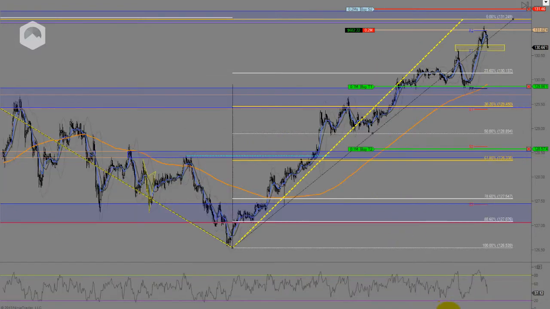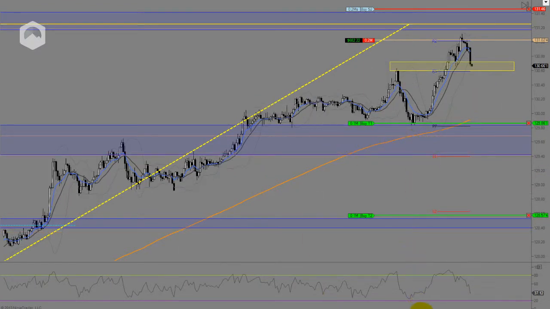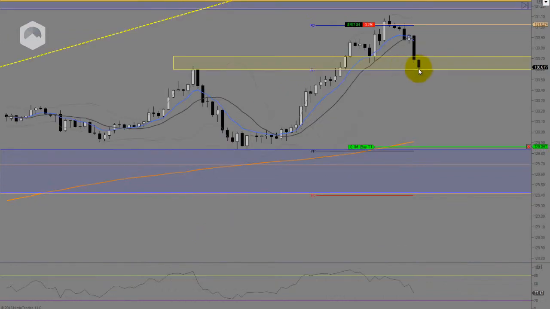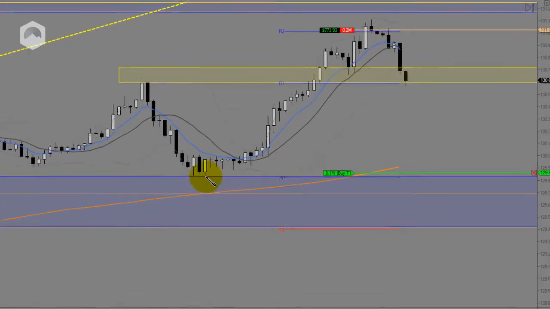So these are really structure-based targets, not really Fibonacci's. But you need to know and be aware of Fibonacci's so that you can see, okay, is this market respecting Fibonacci's today, or is it respecting structure, or is it respecting both? We need it to close below this area right here. Now, for some people, this might be a good area to take your first profits.